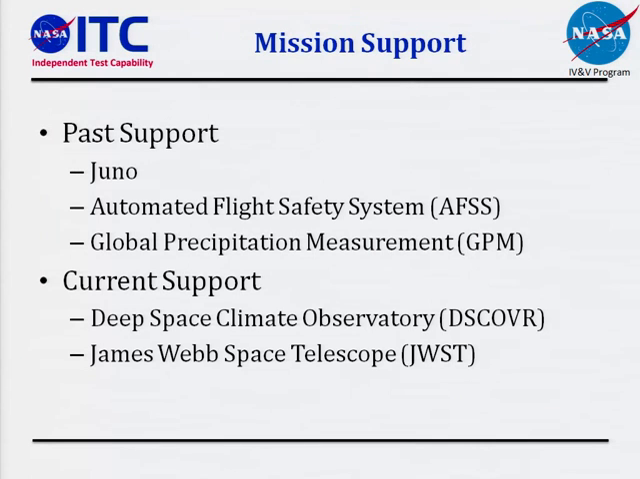So this is just a quick list of some of the projects we've supported and are currently supporting. This is not all of them, but we've dealt with Juno, the AFSS Meta-Wallops, the Global Precipitation Measurement Satellite, GPM, out of Goddard. We're working with the Deep Space Climate Observatory, DSCOVR, and JWST currently, which is our big flagship. So like I said, we work across a lot of different missions, so we kind of see what a lot of people are doing differently.